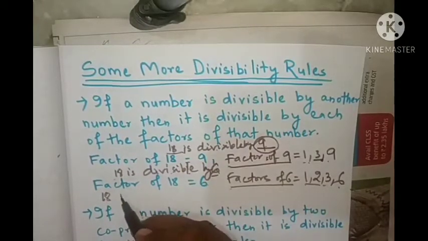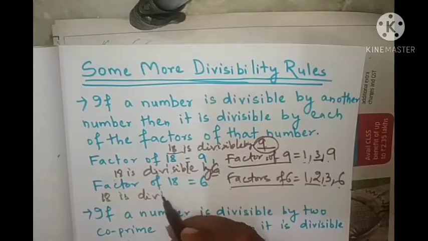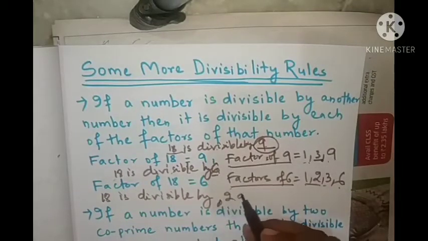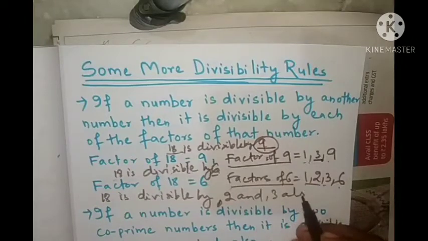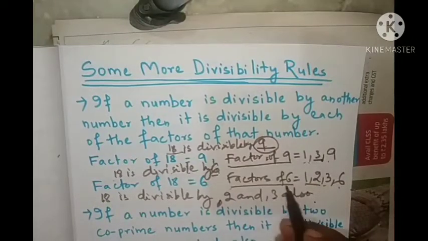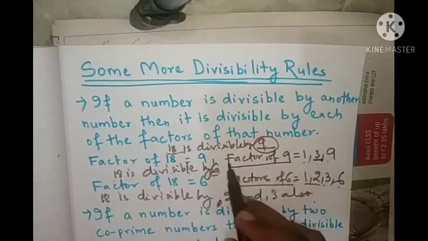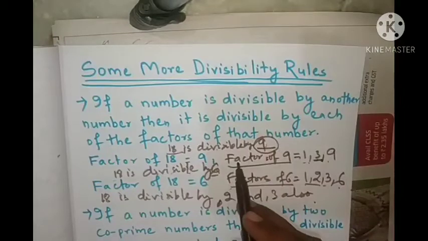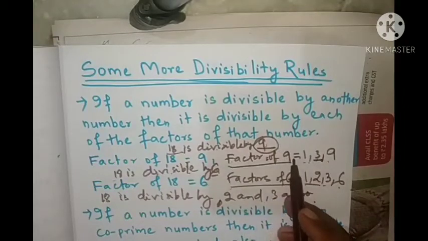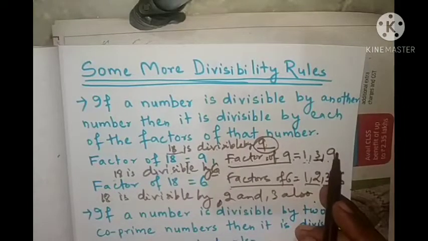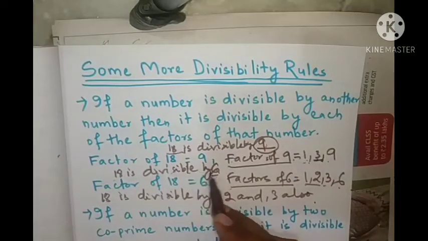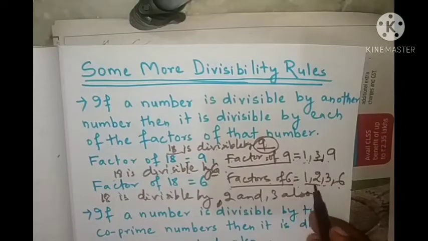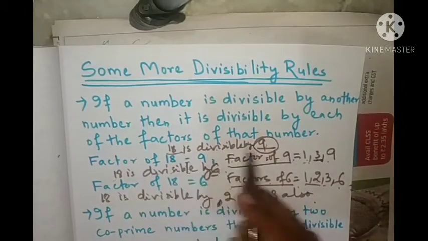So 18 is divisible by 2 and 3 also. Okay, 2 and 3 are what? Factors of 6. 3 is a factor of 9. If 18 is divisible by 9, then 18 is divisible by factors of 9, that is 1, 3 and 9. Okay, 18 is divisible by 6. That's why 18 is divisible by factors of 6: 1, 2, 3, 6.